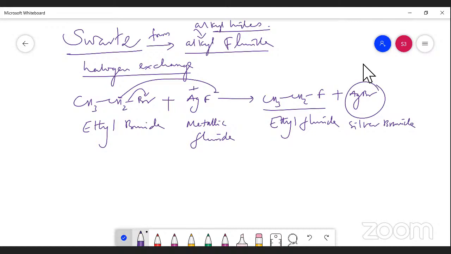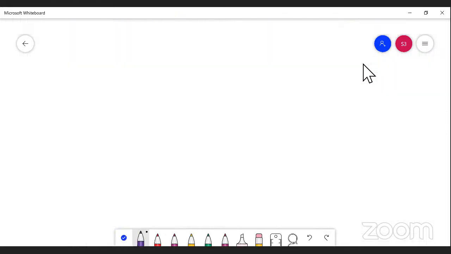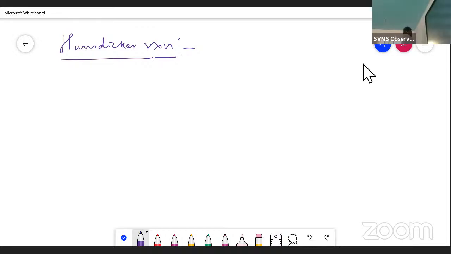Next, we are going to see the next method, called the Hunsdiecker reaction. This is the last method. Hunsdiecker is a scientist who prepared alkyl halides. You take any alkyl halide.